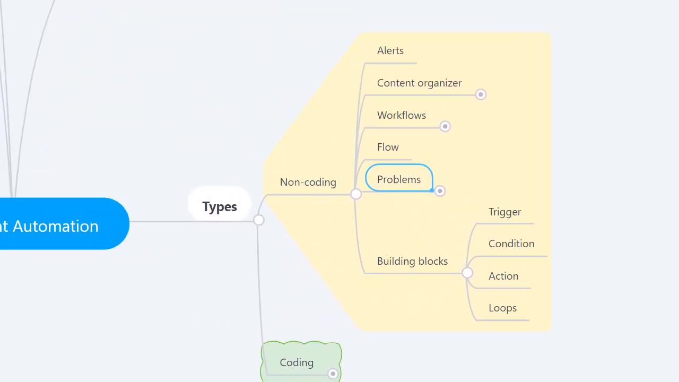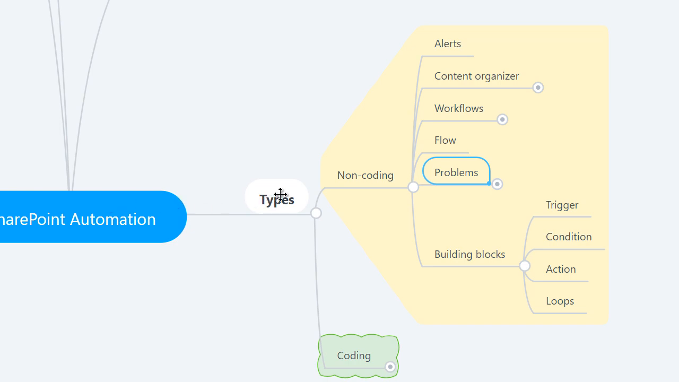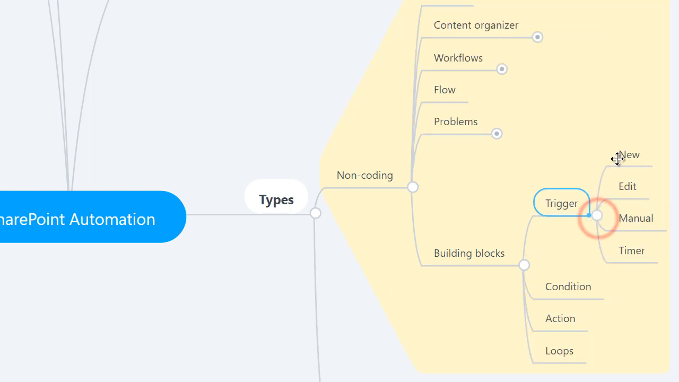Get us in context a bit. So we're still talking about SharePoint automation, we're talking about the non-coding, and we're talking about the building blocks of non-coding SharePoint automation solutions. The trigger that starts the automation can be several different types. It can be somebody creates a new item in a list or uploads a new document in a library. It can be an edit of some kind of SharePoint content. It can also be started manually. So there we can put out a button that starts the workflow, or people can actually find the context menu for workflows and trigger the workflow on a specific item. And it can also be a timer.